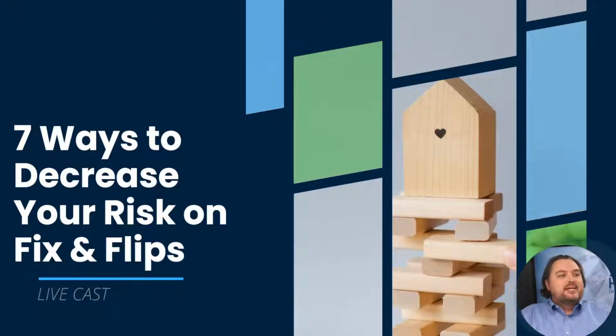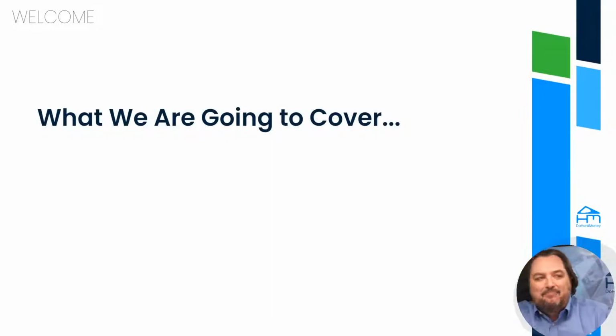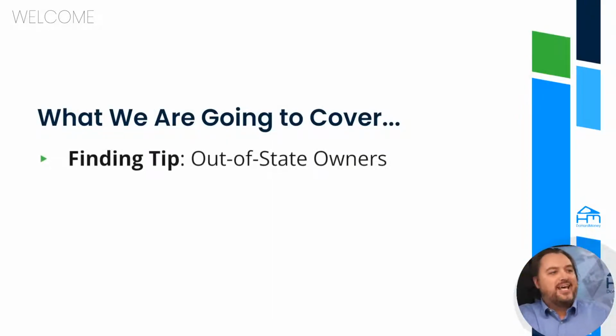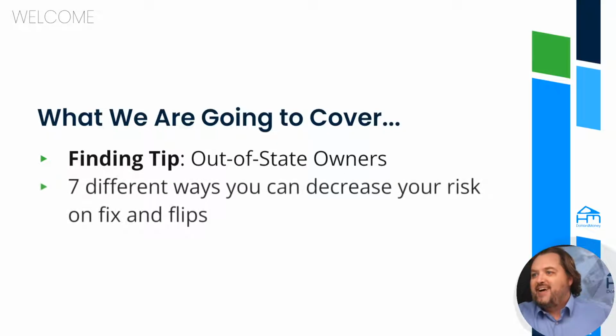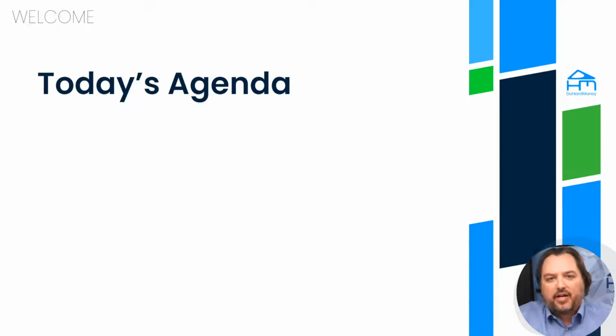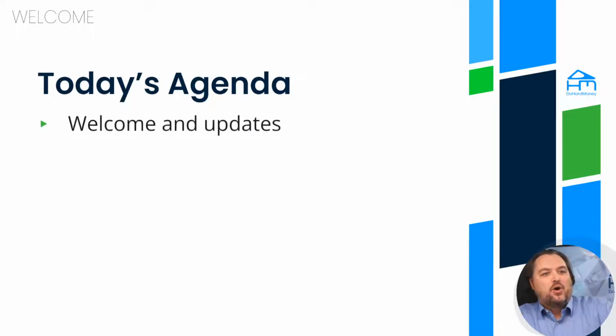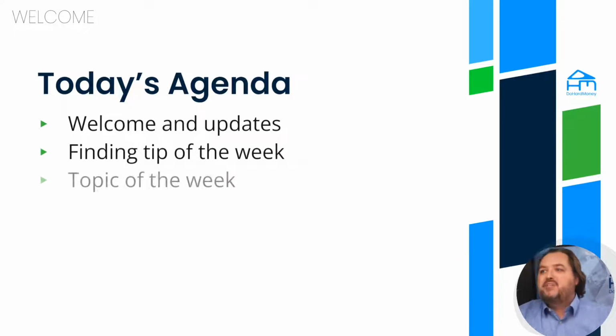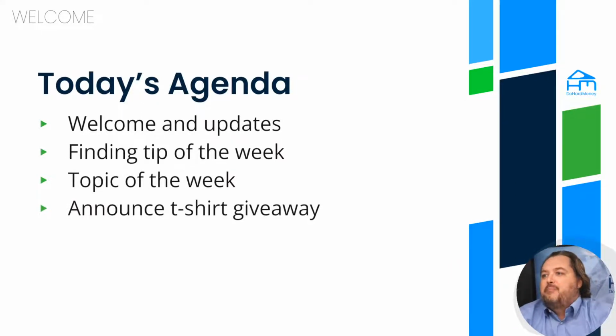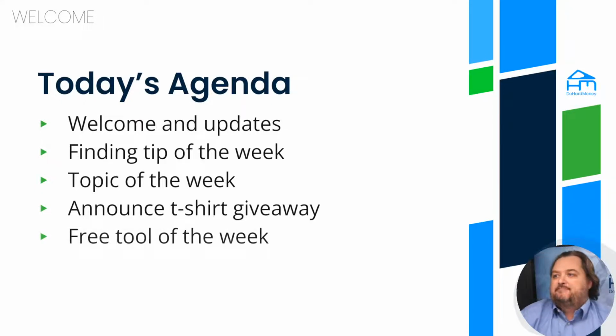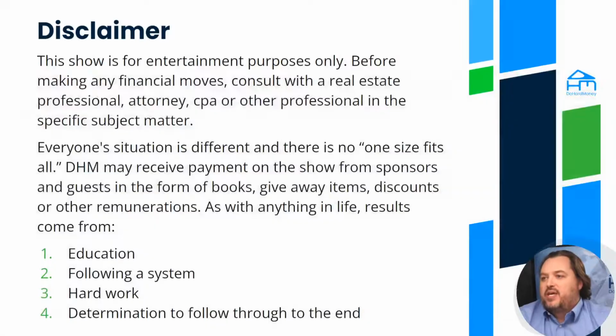Let's get the slides working here. Maybe, there we go. 7 ways to decrease your risk on fix and flips is what we're talking about today. What we're gonna be covering is out-of-state owners, which is gonna be our finding tip of the week. We're gonna be running through 7 different ways that you can actually decrease your risk when it comes to those fix and flips. Today's agenda: we're gonna jump into our welcomes and updates, our finding topic of the week, our topic of the week, our t-shirt giveaway, and our free tool of the week.